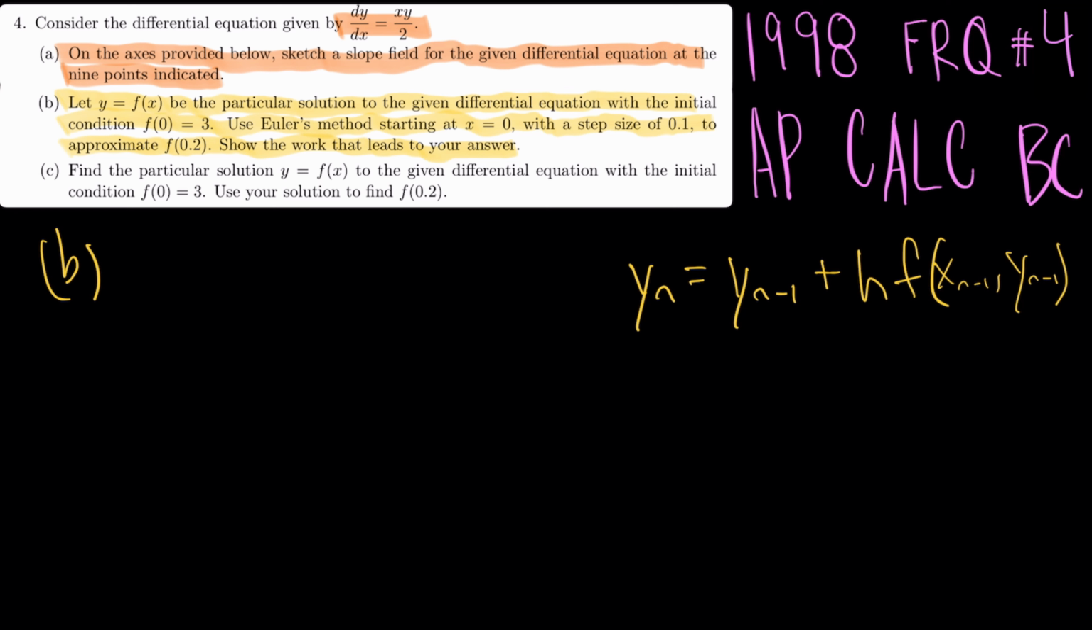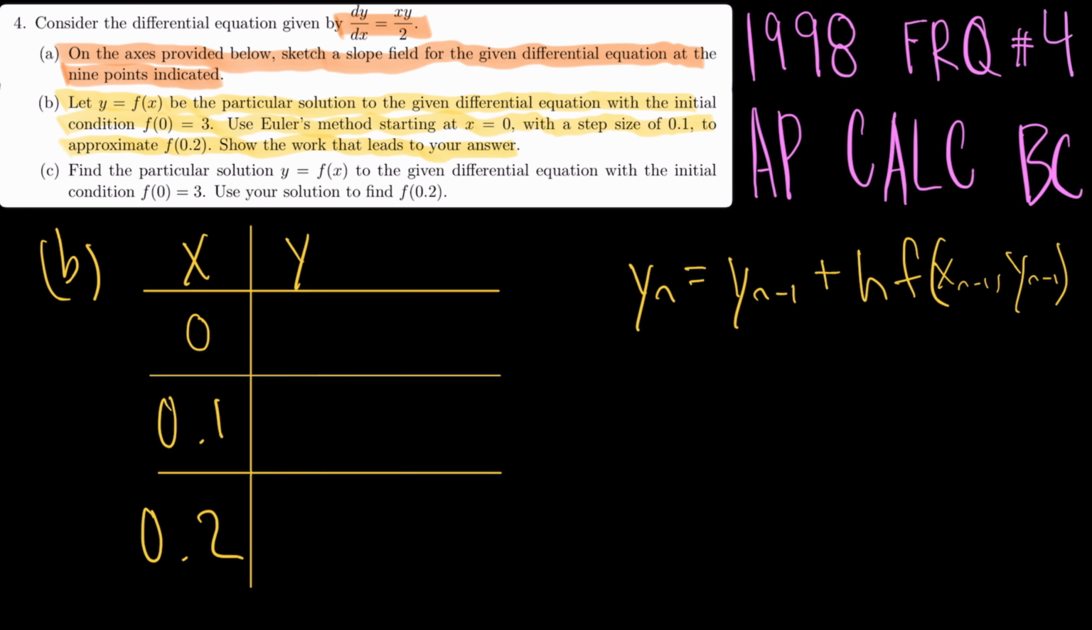And then I will make a table, and we are starting at x equals 0, so I'll just put that here with a step size of 0.1 to approximate 0.2. So I'll just write in our x values. So now, just working through these problems, at x equals 0, we are told that y equals 3. And now we are going to determine y for x equals 0.1.